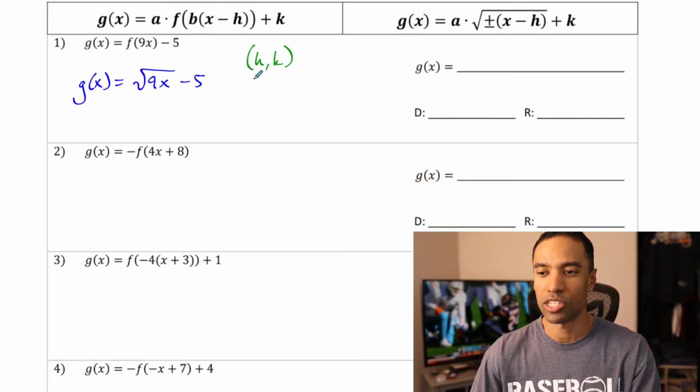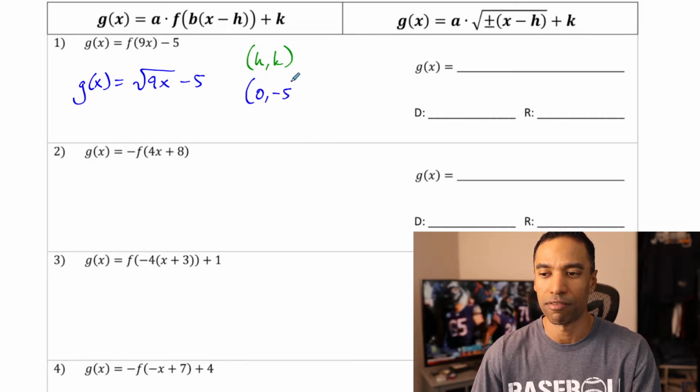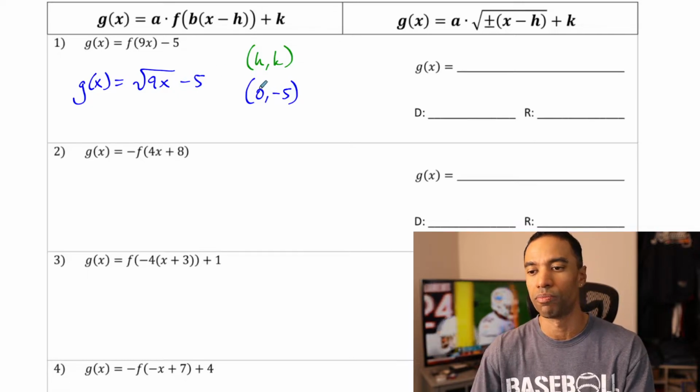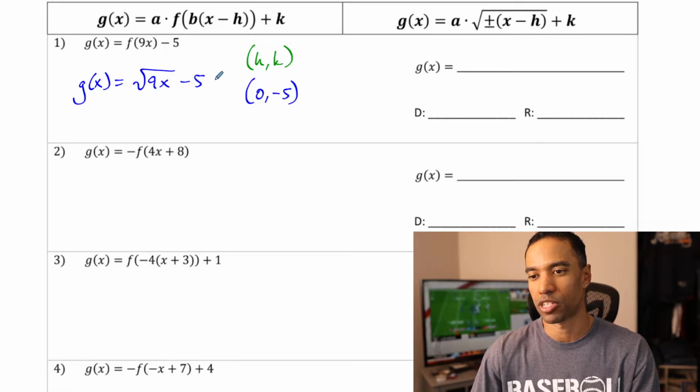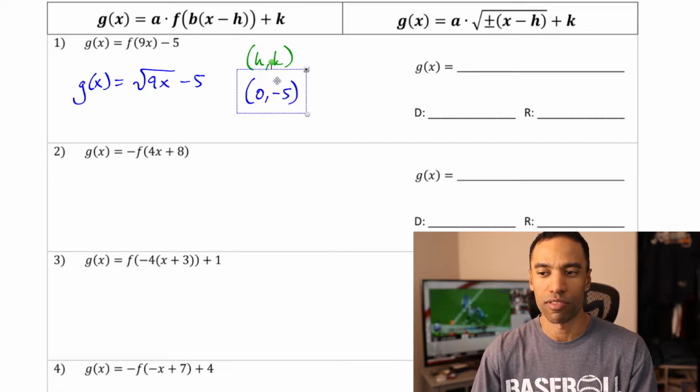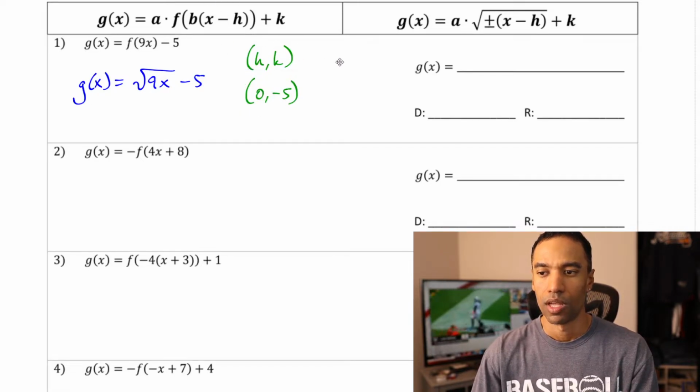Anyway, that HK in this case is 0, -5. H is 0. You don't see it present in there. X minus H, there's no minus 0. K is -5, plus K, plus -5 right there. So that is where I will start this graph, right? That's a portion of this that I want to really touch on.